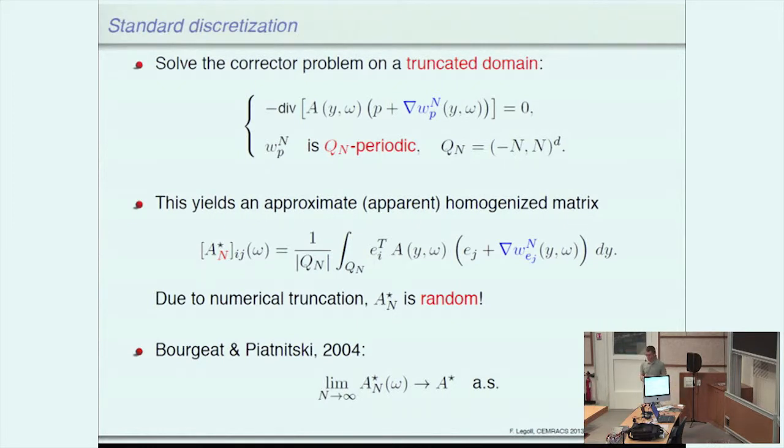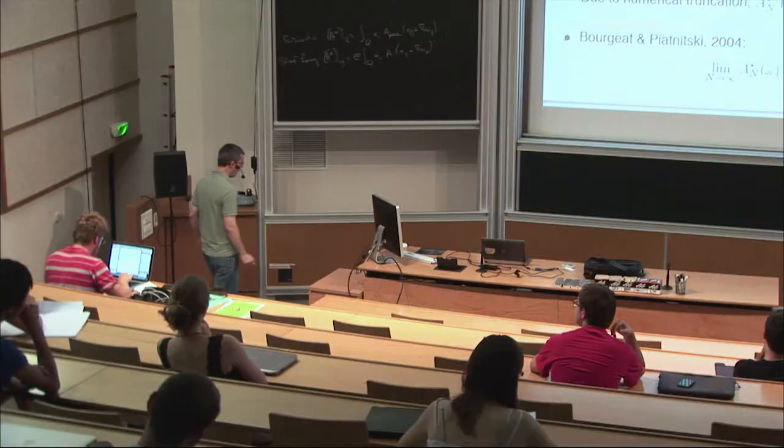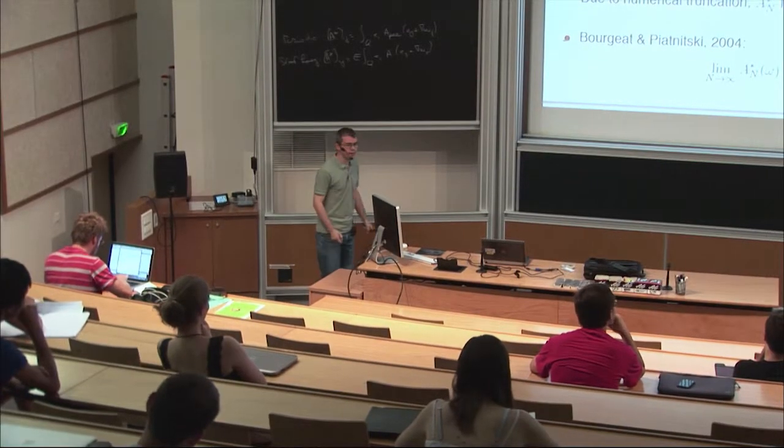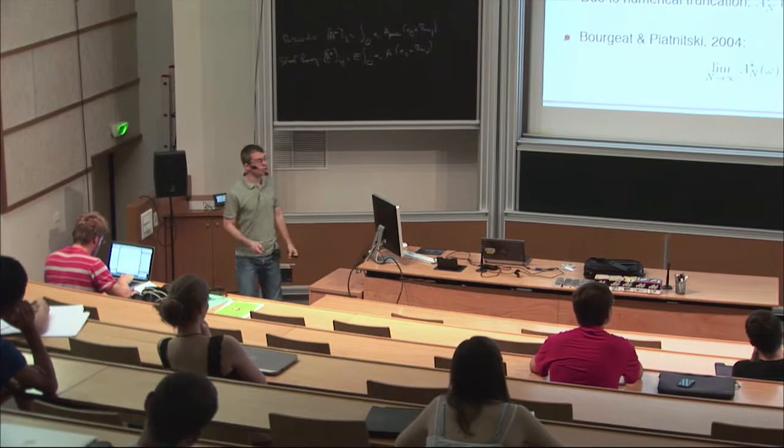And now I need to prescribe some boundary conditions. For instance, I assume that this W is Qn periodic. Okay? So I replace the W corrector by this guy, which is defined on Qn. And now, from this apparent corrector, I define the apparent homogenized matrix, which is given by this, which is again the average of always the same quantity in space, Qn. Okay? And because you have truncated the stuff, you end up with something which is random.